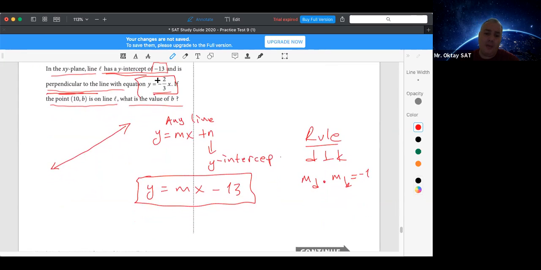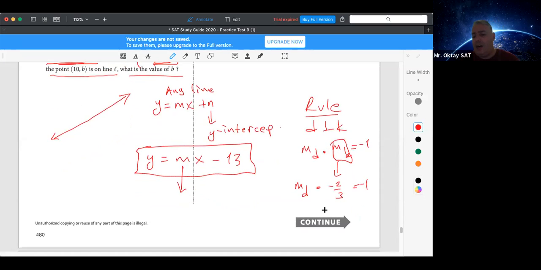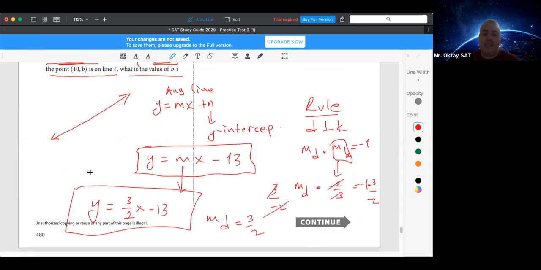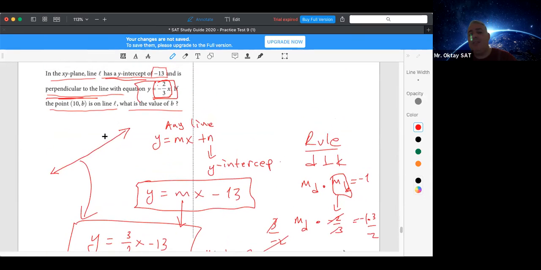So when we look at here, what is the slope of this line? Slope means coefficient of x. So this is now negative 2 over 3. So my slope, which I will put here, times the slope of the second one, which is negative 2 over 3, is negative 1. How can I calculate m then? m is equal to, if I multiply by 3 over negative 2, so m is equal to positive 3 over 2. So I will write y is equal to 3 over 2 x minus 13. This is now the equation of my line, but not finished yet.